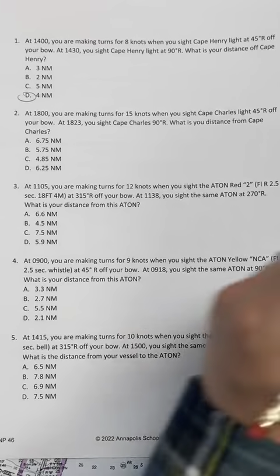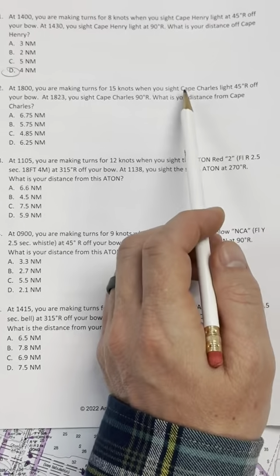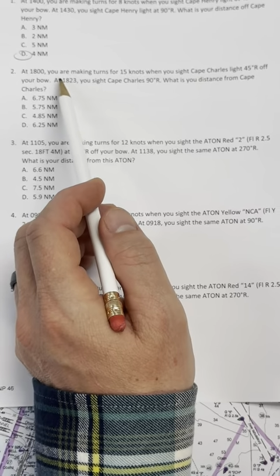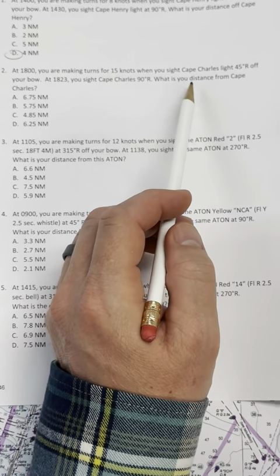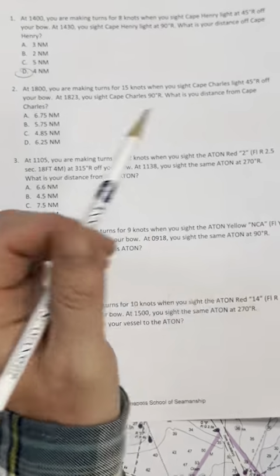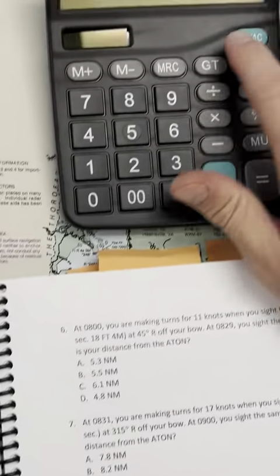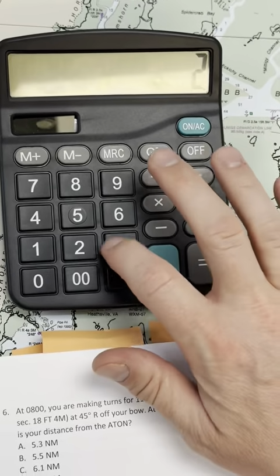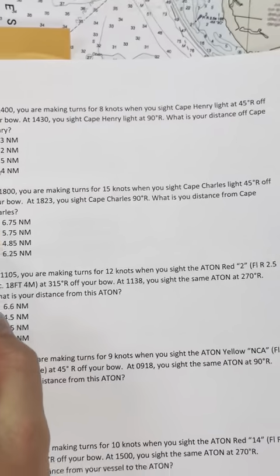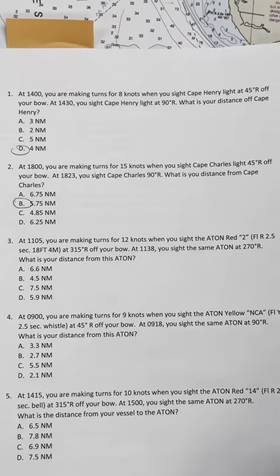So number 2, at 1800, we're making turns for 15 knots when we sight the Cape Charles light at 45 degrees relative off our bow. At 1823, 23 minutes later, we sight it again at 90 degrees. So using the same formula, using our 60 D Street, which we learned in a previous video, we're going to solve this. So we had 15 knots at 23 minutes. So we're going to go 15 knots times 23 divided by 60, and we get 5.75, and that is answer B. That is all we have to do to solve our distance off or our bow beam problems.